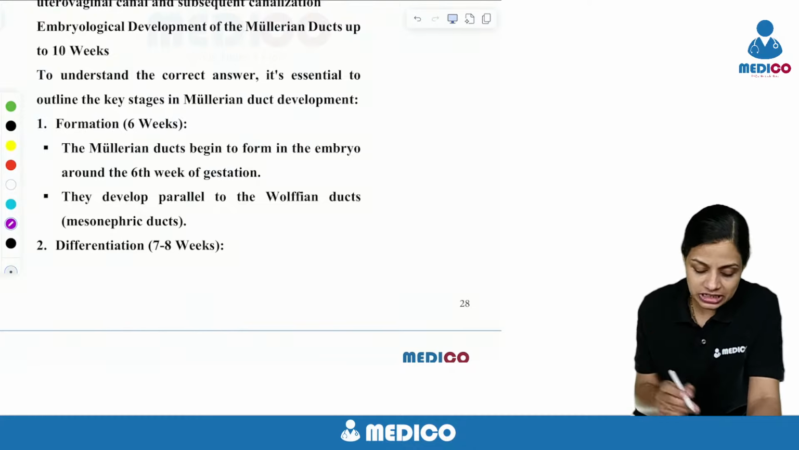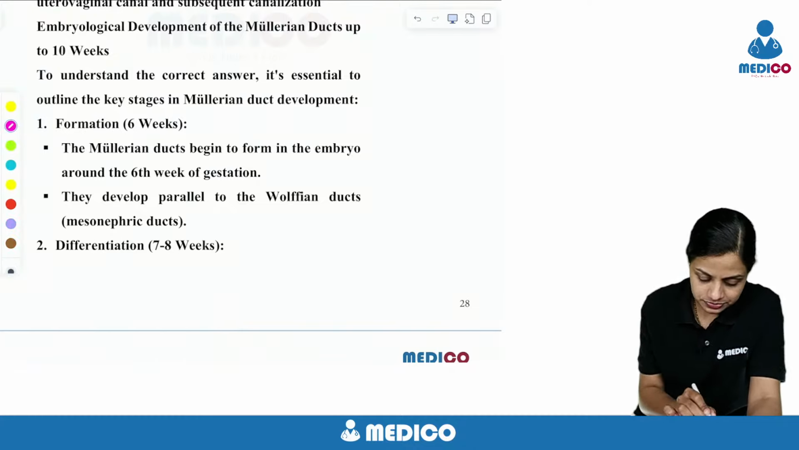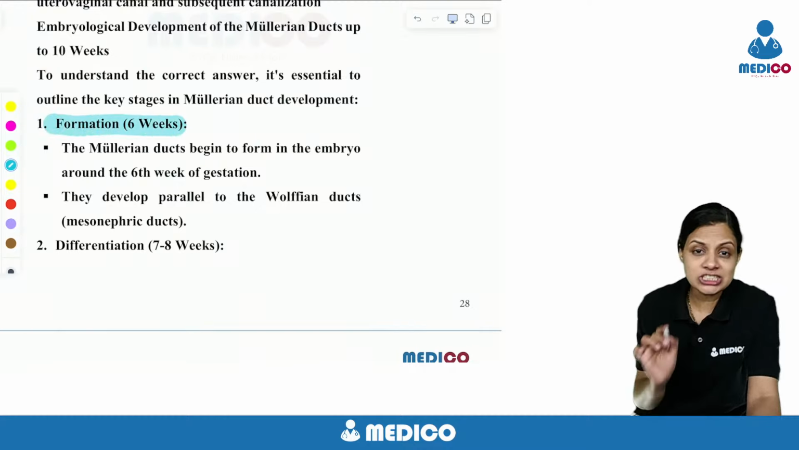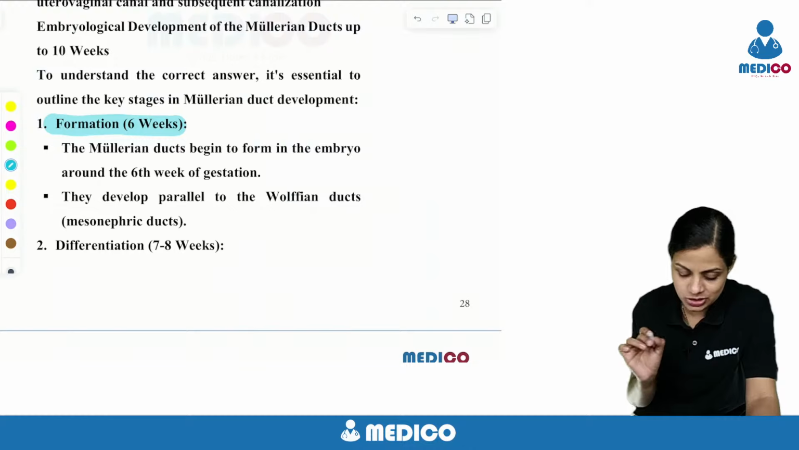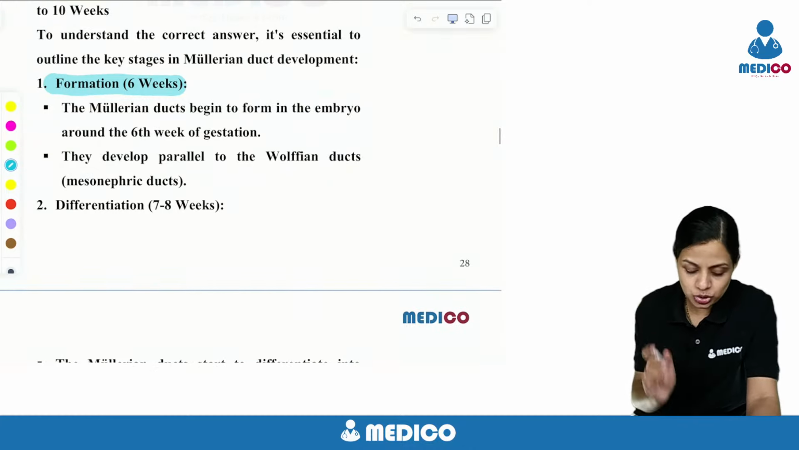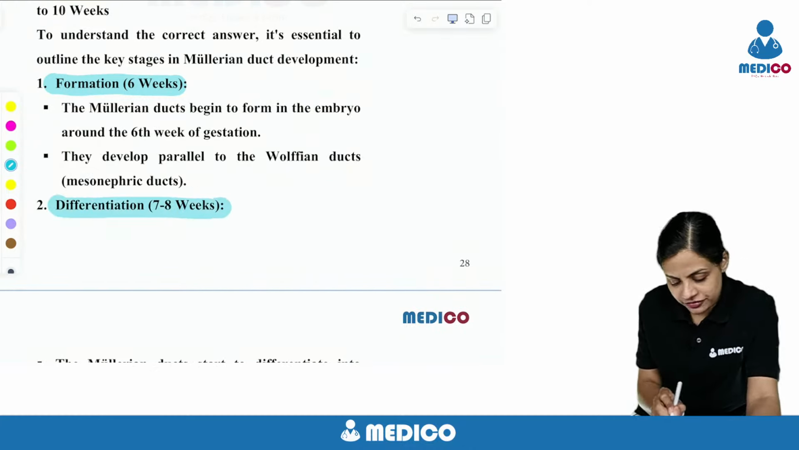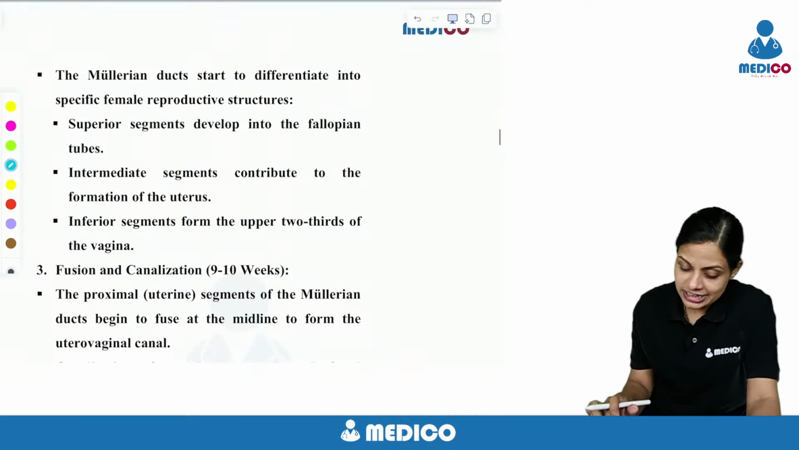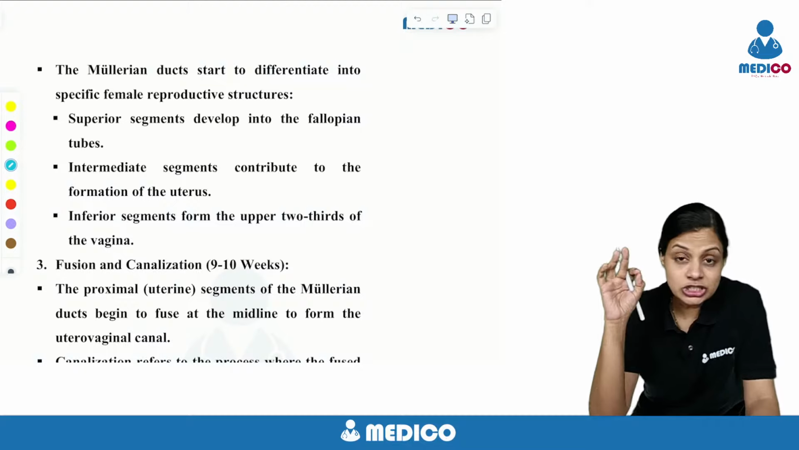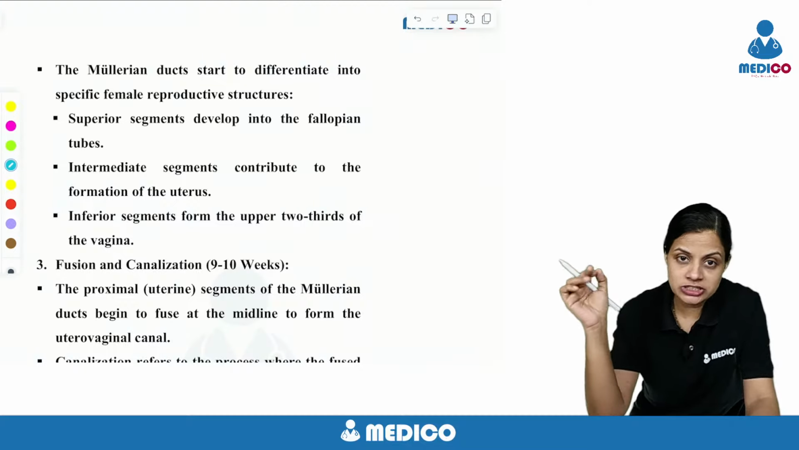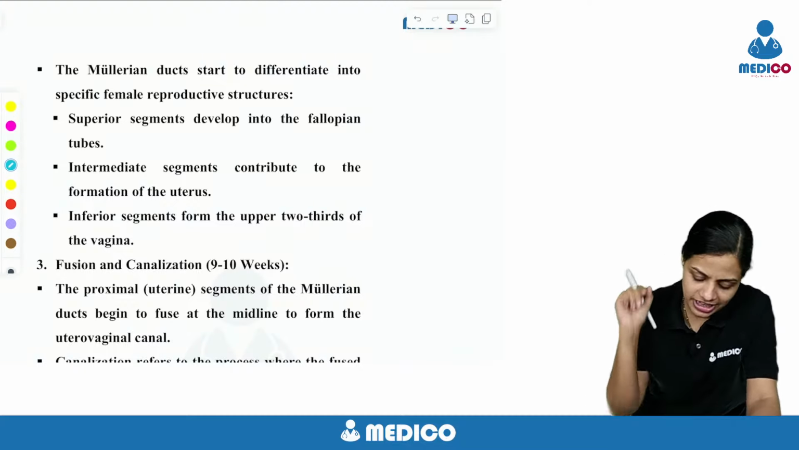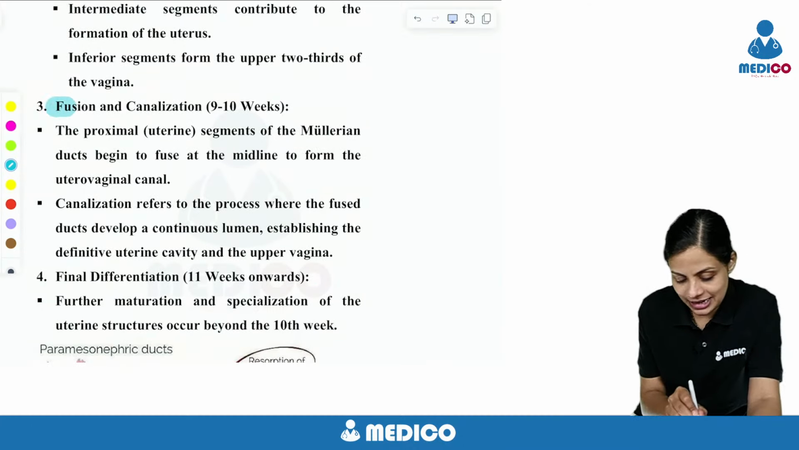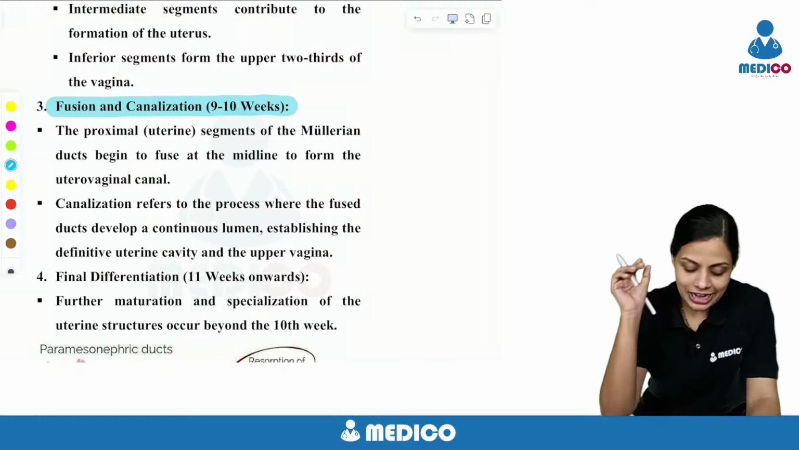First of all, starting with formation. Mullerian ducts are formed at around 6 weeks. The formation starts at 6 weeks and they develop parallel to the Wolffian ducts. Then we have got differentiation that happens at 7 to 8 weeks. What is there in differentiation? It differentiates into specific female reproductive organs, which starts at 7 to 8 weeks. And then we've got fusion and canalization that happens at 9 to 10 weeks.